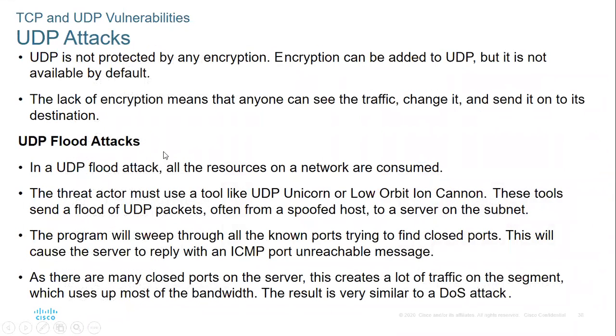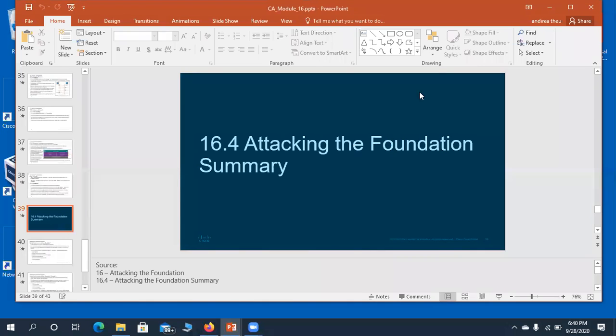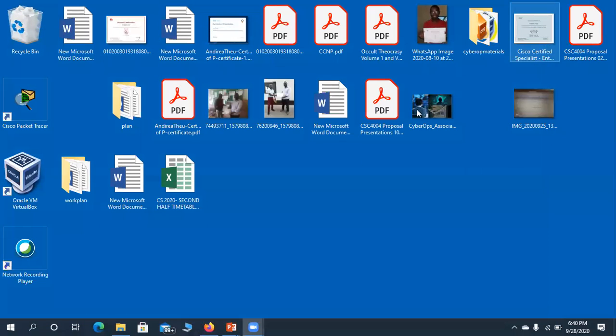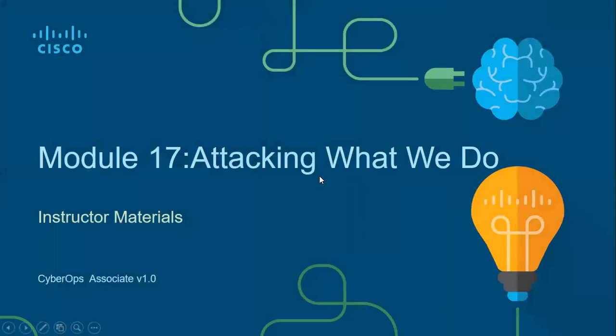So what are some of the attacks related to UDP? We have UDP flood attacks, DDoS attacks. These, of course, are going to consume your network resources. The threat actors use a tool called UDP Unicorn or Low Orbit Ion Cannon to perform the UDP flood attack. So you can see that is what we call attacking the foundation, or attacking what we use. In this world, the services we are using are used against us. So that is attacking the foundation.